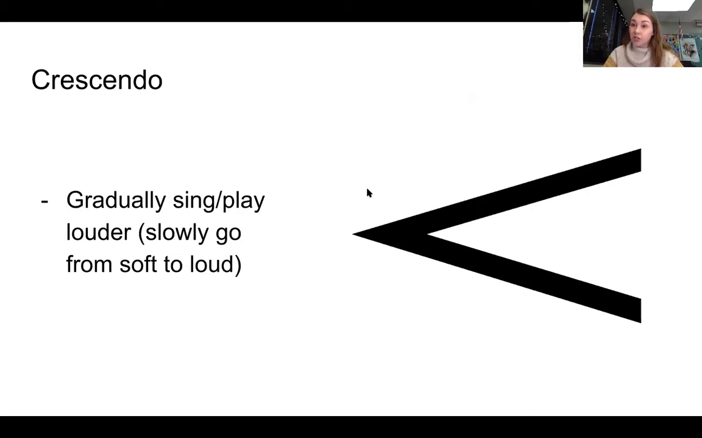Next, we have a crescendo, and this is where the changes start to happen. A crescendo means you gradually, which means slowly, sing or play louder. So you're gonna slowly go from soft to loud. So I'm talking really soft and I'm getting louder and louder and louder. That's a crescendo.